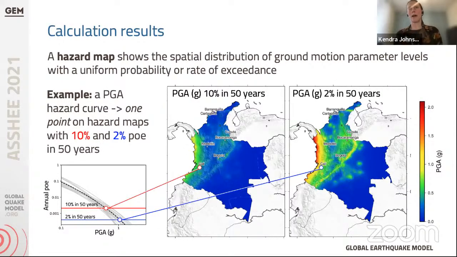The second typology is a hazard map, and this is showing the spatial distribution of ground motion parameter levels that have a uniform probability or rate of exceedance. So the example shown here is indicating how for each site on the map, we have to go to the hazard curve and get the value where the hazard curve intersects that annual probability of exceedance. So here we're showing two different probabilities of exceedance, 10% and 2% in 50 years. And seeing that at 2% in 50 years, the less common probability of exceedance, ground motions are getting higher, and some of the structures that aren't visible in the other hazard map are starting to pop out.